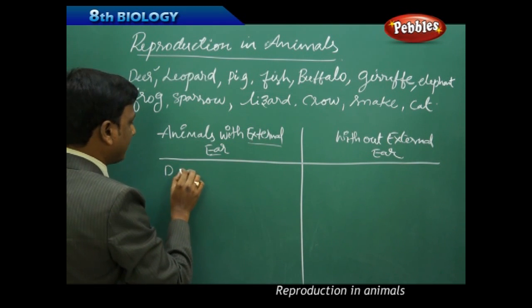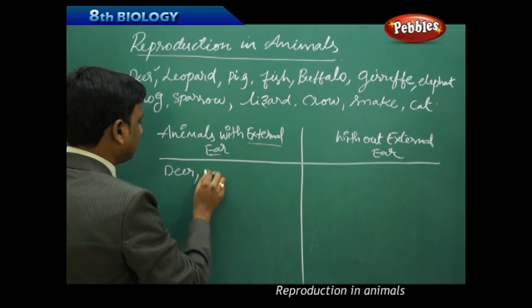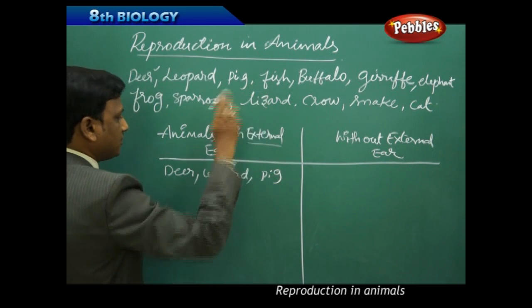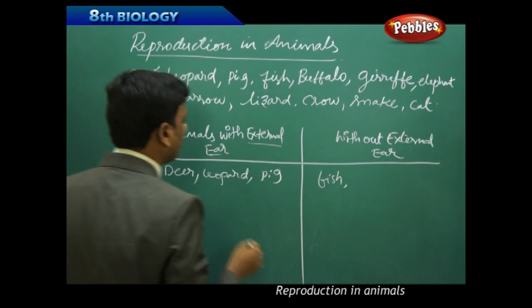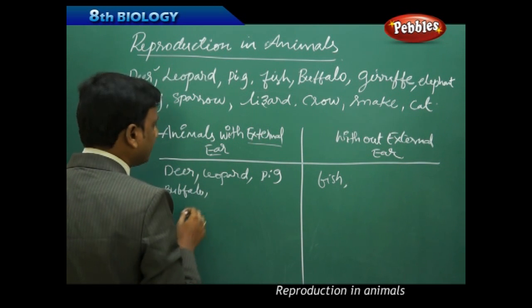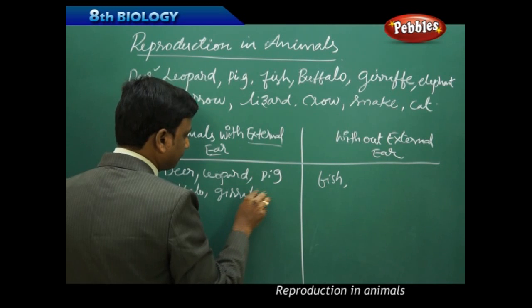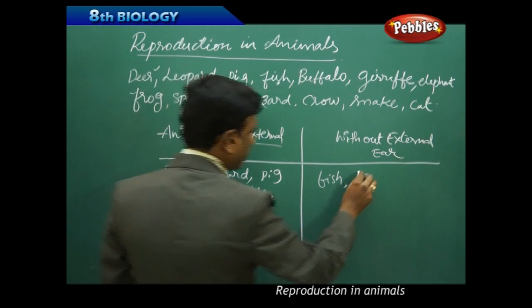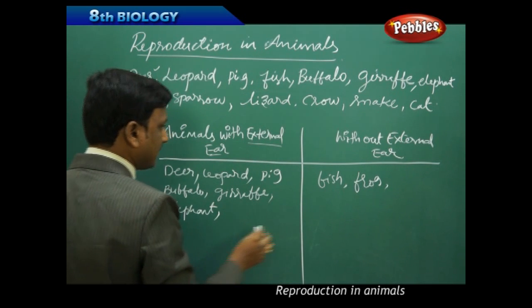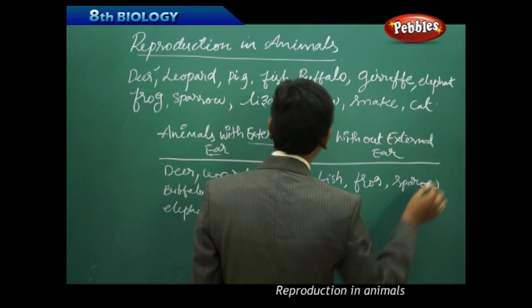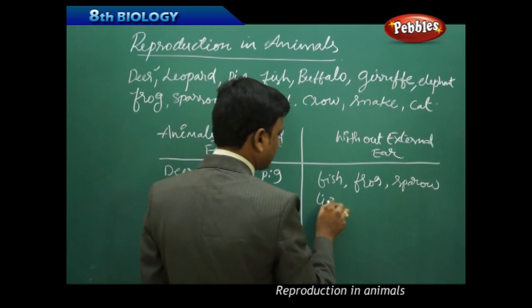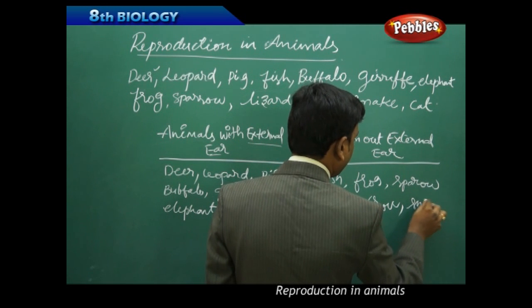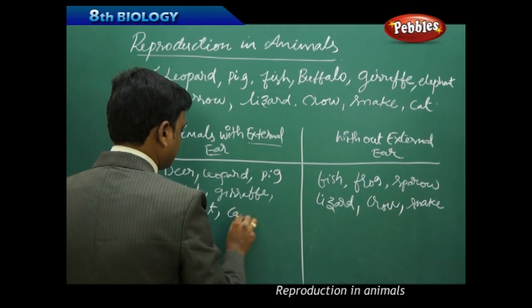Deer, it is having external ear. Leopard is also having external ear. Pig is having external ear. Fish is not having external ear. Buffalo is having external ear. And giraffe is having external ear. And elephant is having external ear. And frog is not having external ear. Sparrow is not having external ear. And the lizard is not having external ear. Crow is also not having external ear. Snake is not having external ear. Cat is having external ear.